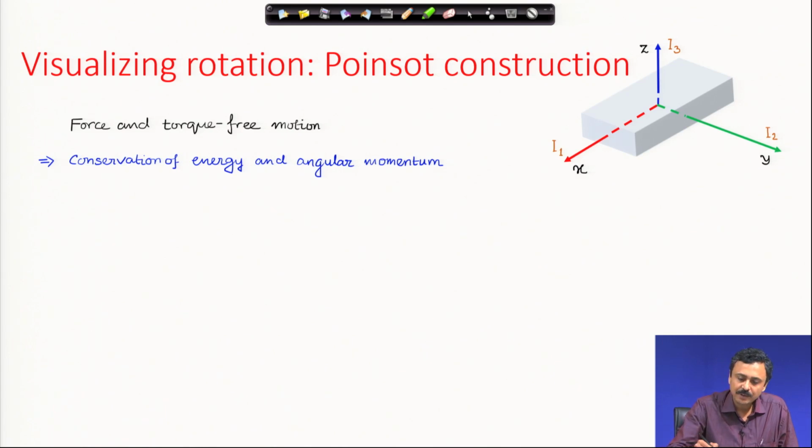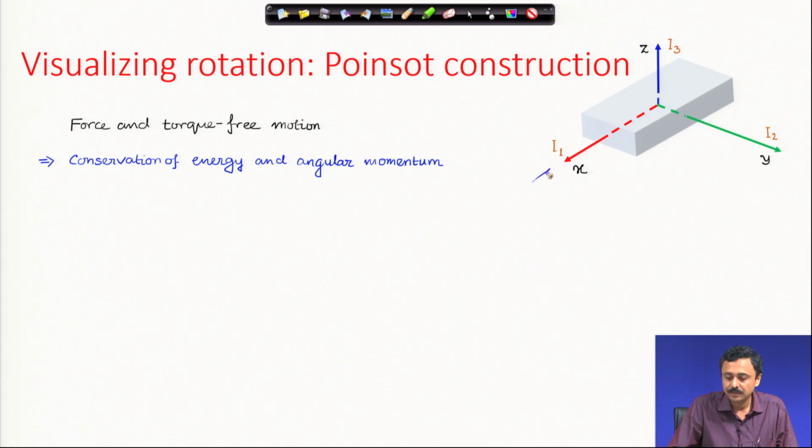What is conservation of angular momentum? Remember, energy is a scalar quantity. So, its conservation means its value is going to remain the same throughout the motion. The value of the total mechanical energy, which here is only the rotational kinetic energy, is going to remain constant. What is the meaning of angular momentum being conserved? It means that its magnitude as well as its direction are both invariant, they will remain the same.